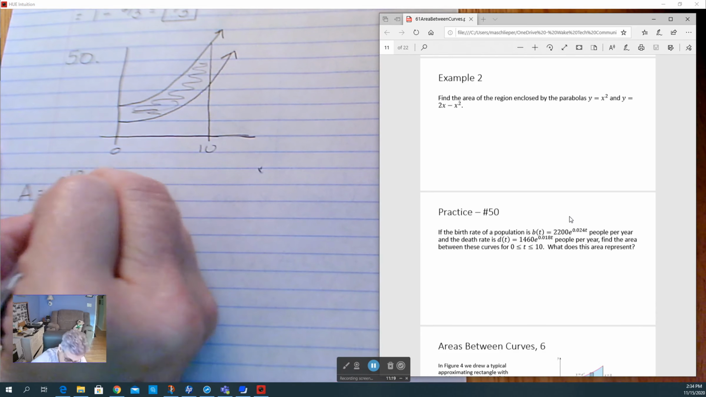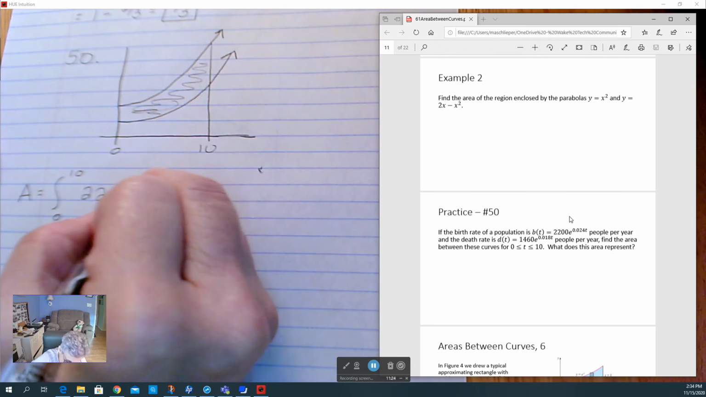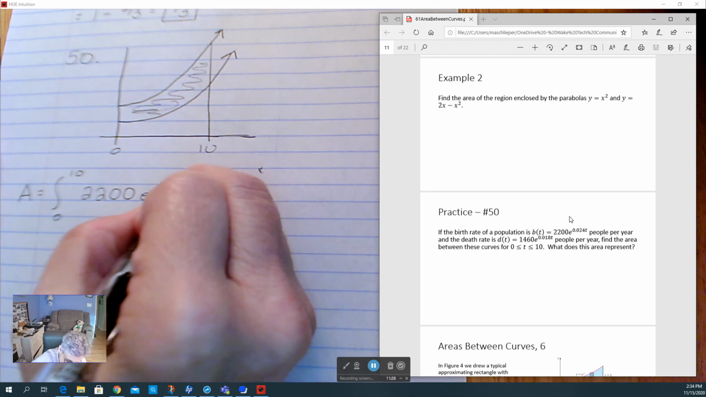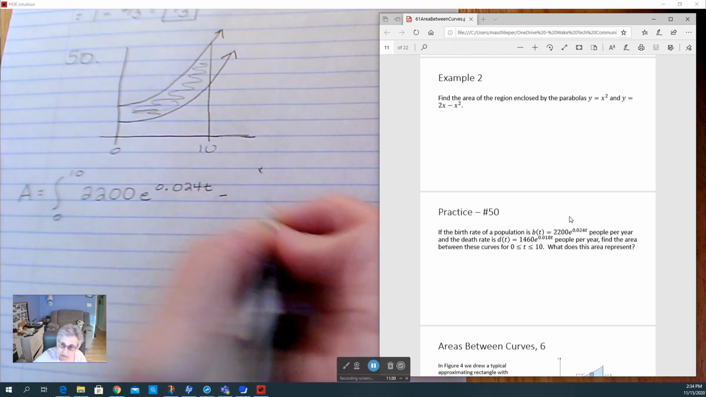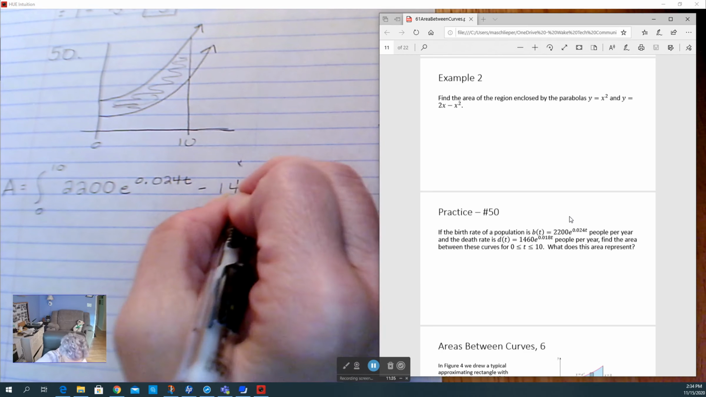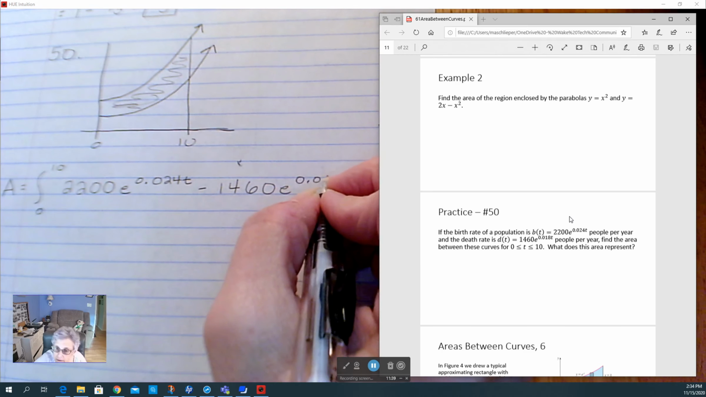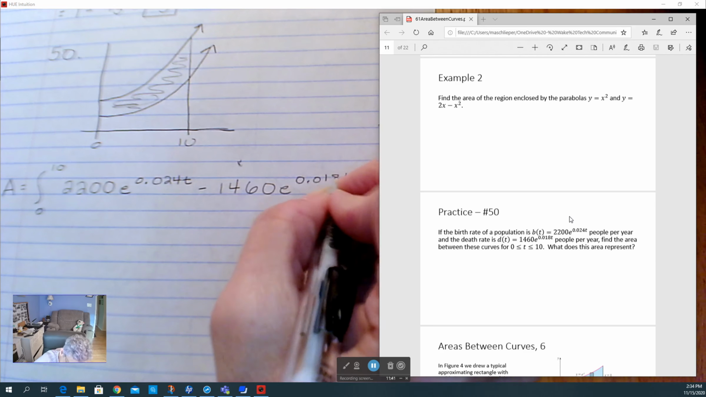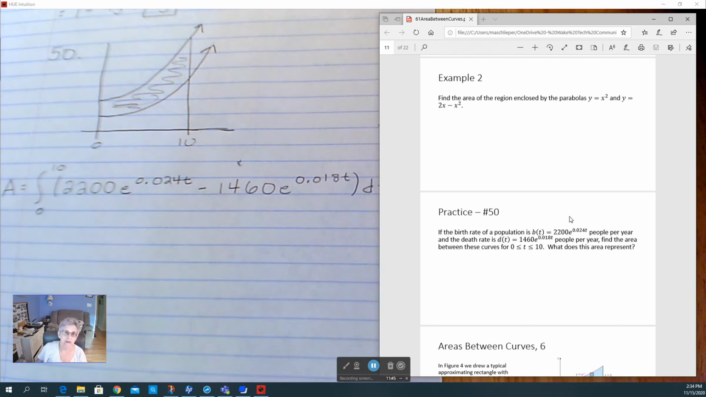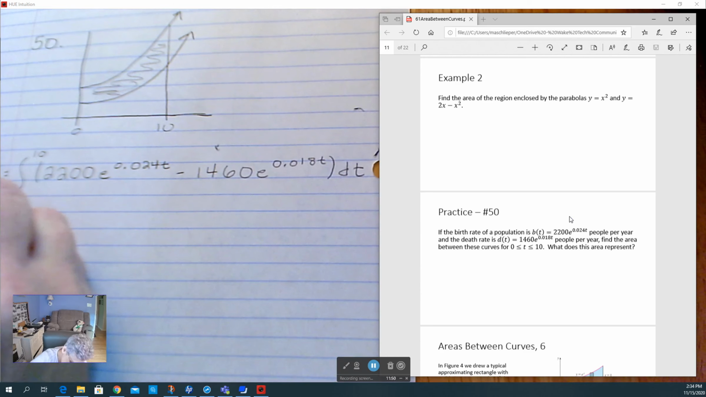We'll have birth rate, which is the one on top, B of t equals 2200 e to the 0.024t, minus d of t, which is 1460 e to the 0.018t dt. And now I will integrate.